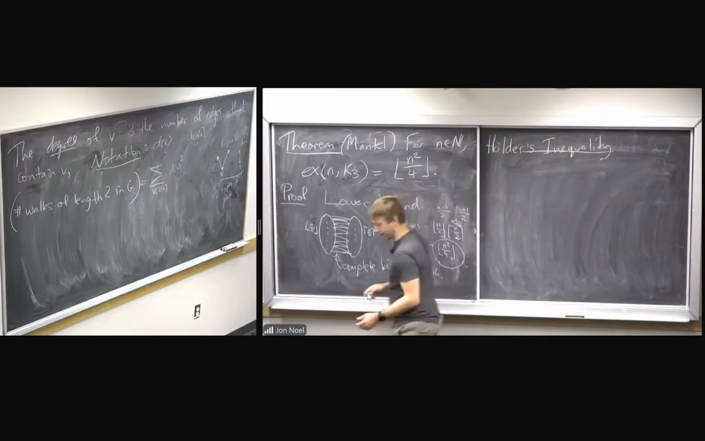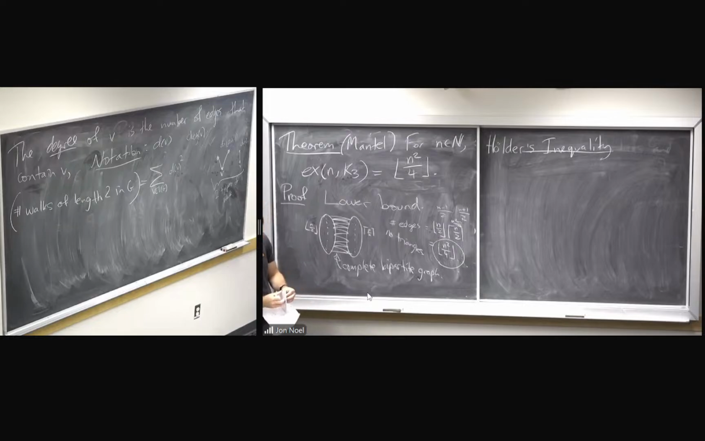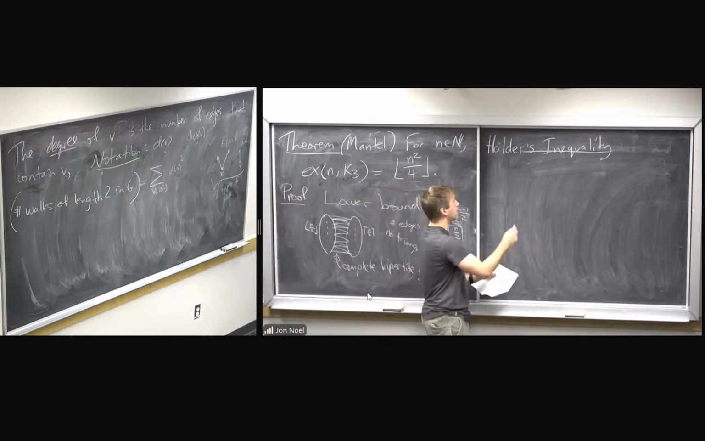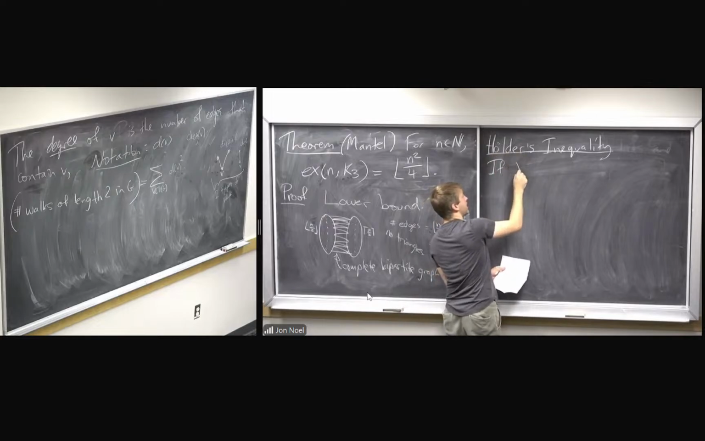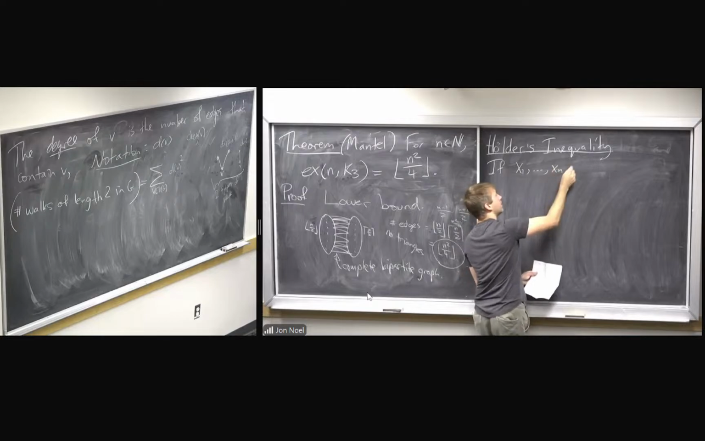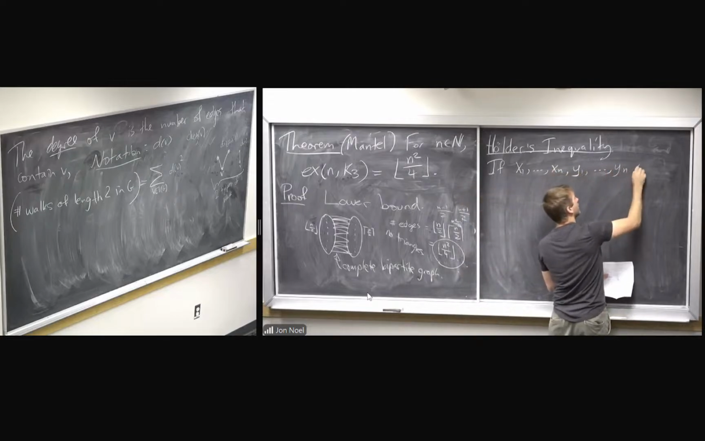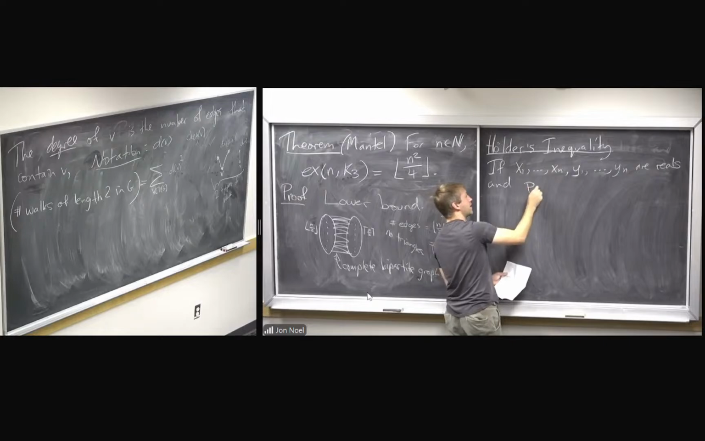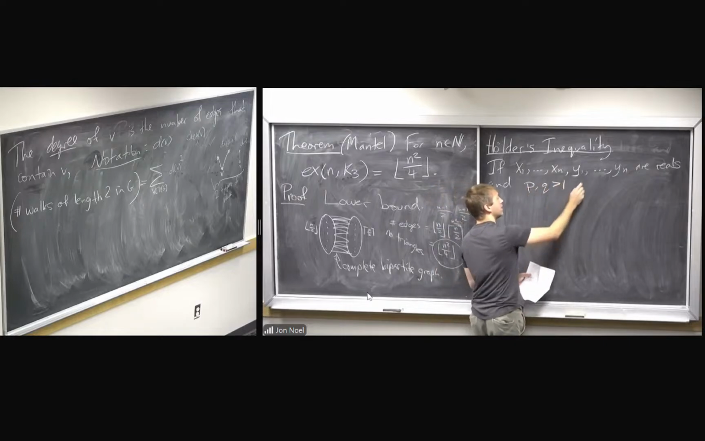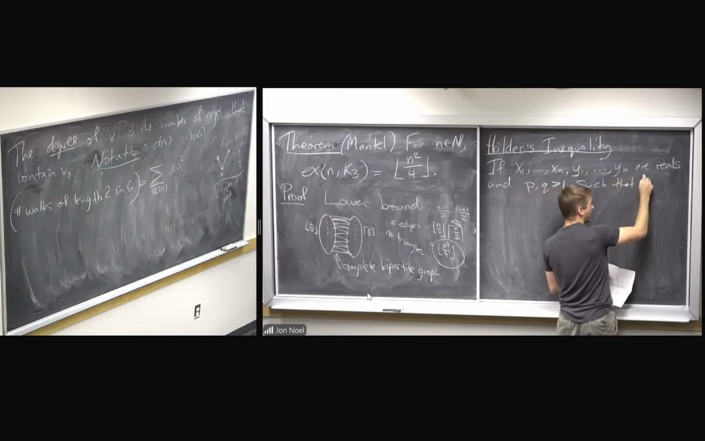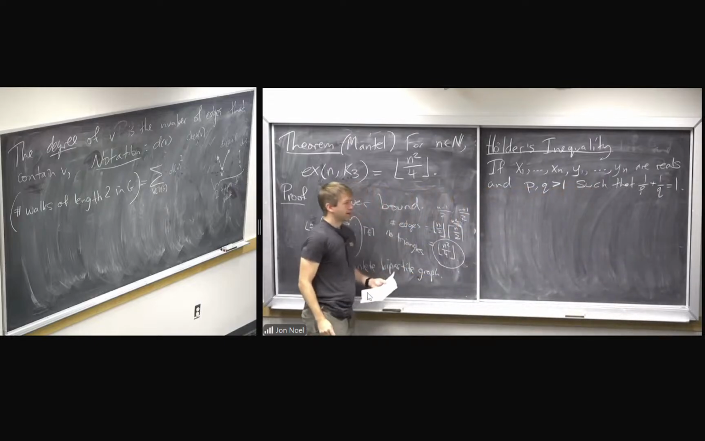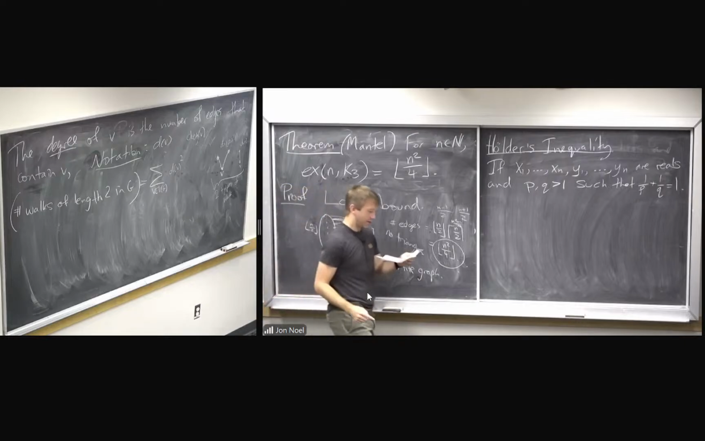Although this was a long time ago. So it says, if I take x1 up to xn, y1 up to yn are any kind of real numbers, and p and q are bigger than 1, such that 1 over p plus 1 over q equals 1. It's kind of quite a strange condition in some sense.